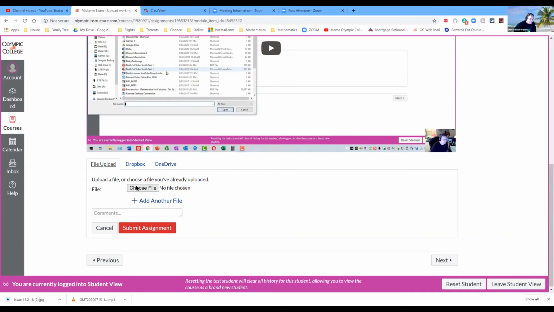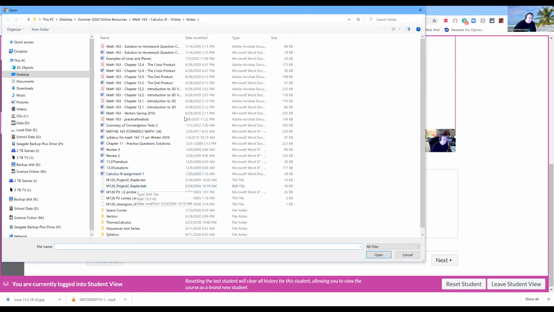Now, do you see this thing here saying choose file? Click on it. Now, this is my file, so you can see, well, it looks like it's my Calc 3 stuff, but you should have your PDF stored somewhere, in the documents folder or on your desktop or wherever it is, and you click on it. Let's say it's that one. And you hit open.